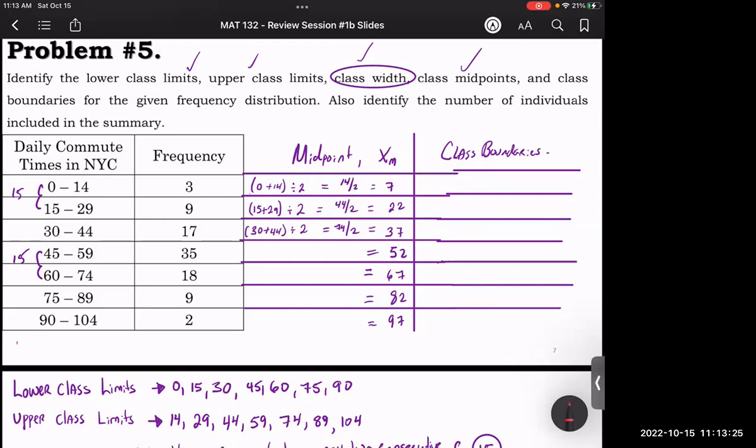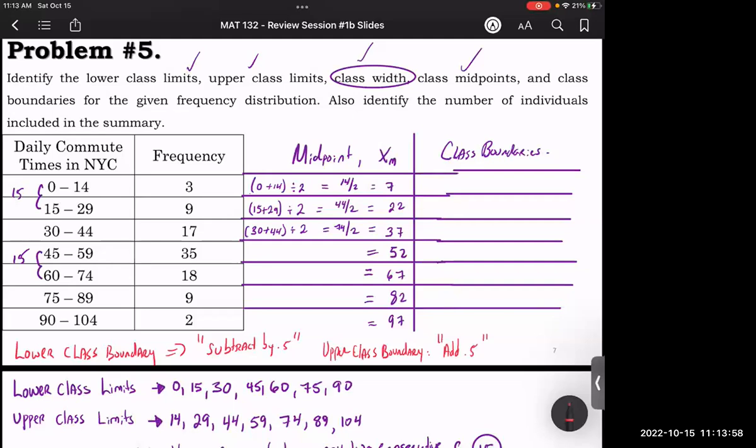So for lower class limit, lower class boundary, we are going to subtract 0.5. Again, we're subtracting 0.5 from the lower class limits. For the upper class limits, or the upper class boundary, we add 0.5 to the upper class limits.